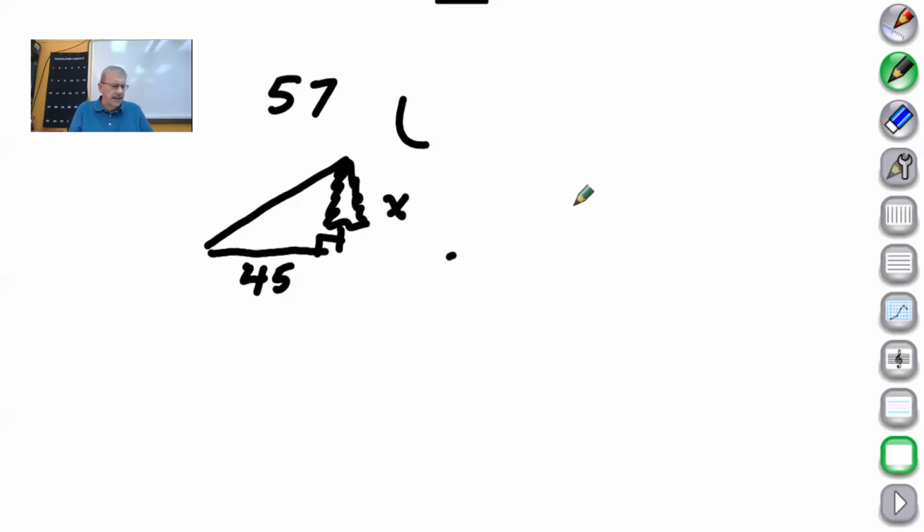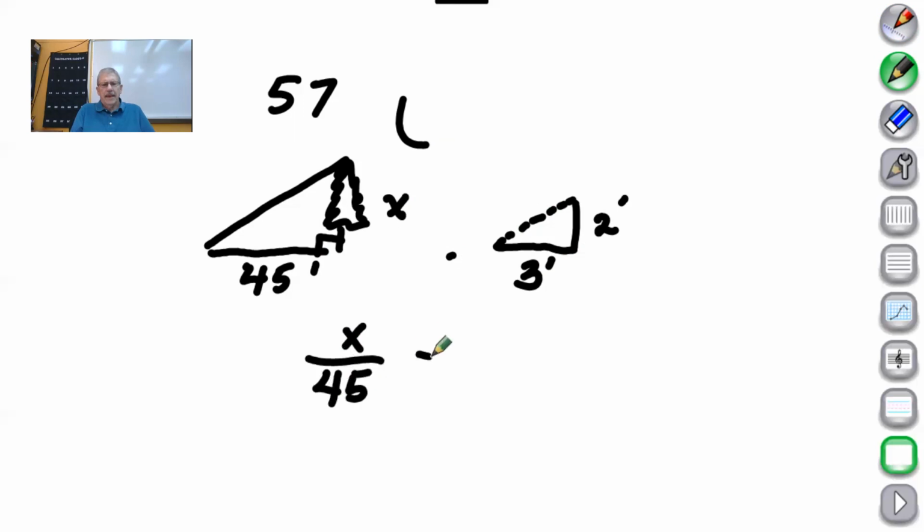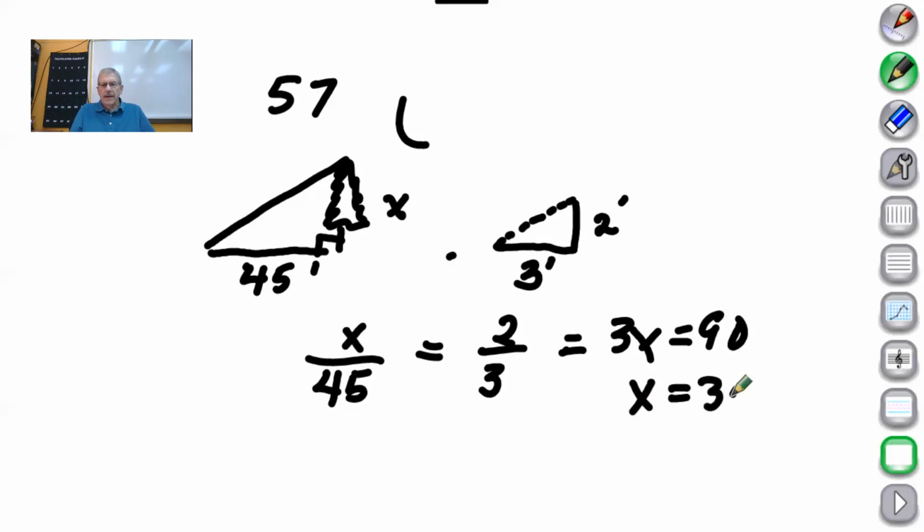But then you got this little stick in the ground, and the stick is 2 feet. And it's casting the shadow, and the shadow is 3 feet. So if you draw a picture like this, now you can see the reference. X is to 45 as 2 is to 3. The side is to the side as the bottom is to the bottom. Okay, and then we can just solve this real easy. 3x equals 2 times 45 is 90, and x equals 30. And this would be 30 feet high is the tree.